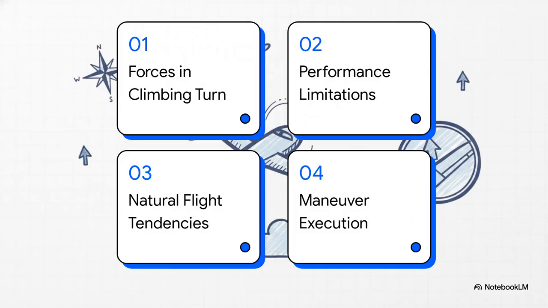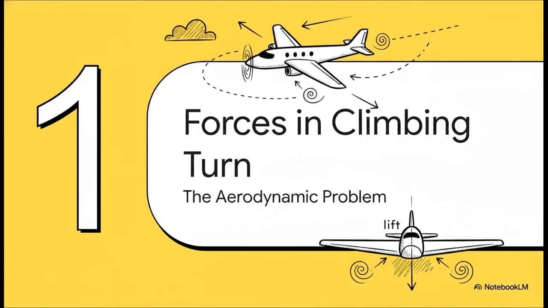So, here's our flight plan for today's explainer. We'll kick things off with the forces in a climbing turn, then move into managing our performance limitations, followed by how to overcome the aircraft's natural flight tendencies, and finally, we'll walk through the step-by-step maneuver execution. All right, let's dive right into Section 1, Forces in a Climbing Turn, and the aerodynamic problem we face.